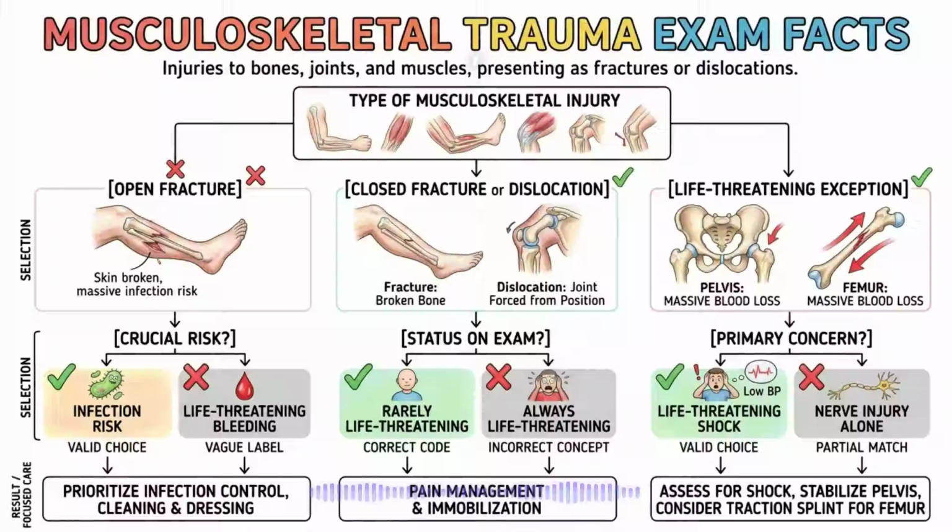Musculoskeletal trauma involves injuries to the bones, joints, and muscles, presenting as fractures, dislocations, sprains, or strains. A fracture is a broken bone, which can be closed, with the skin intact, or open, where the broken bone ends pierce through the skin, introducing a massive risk for infection.